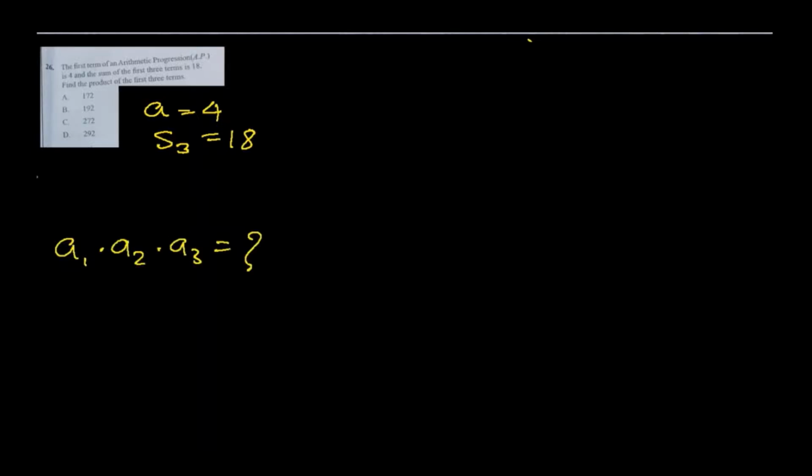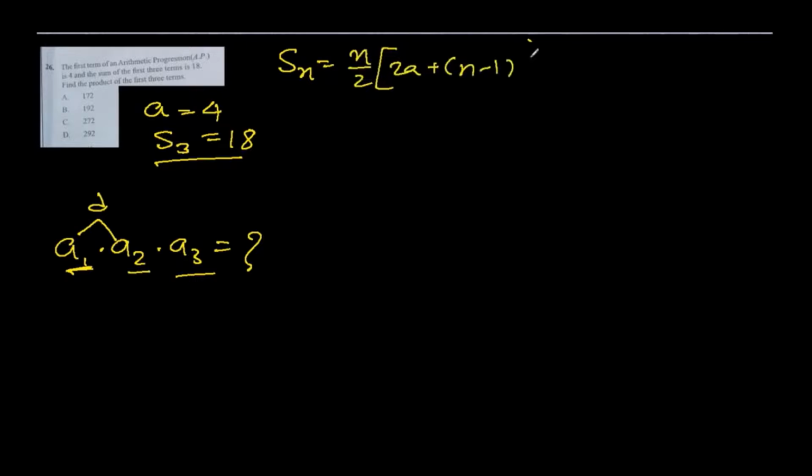All right. So the first we already know. If we somehow find the d, the difference between them, it is arithmetic progression, right? AP. We'll find the second and third also. So S3 has been given to us. So the formula for Sn is n over 2, 2a plus n minus 1 d. So S3, which is 18, will be equal to n over 2, which is 3 over 2, because 3 is the n.